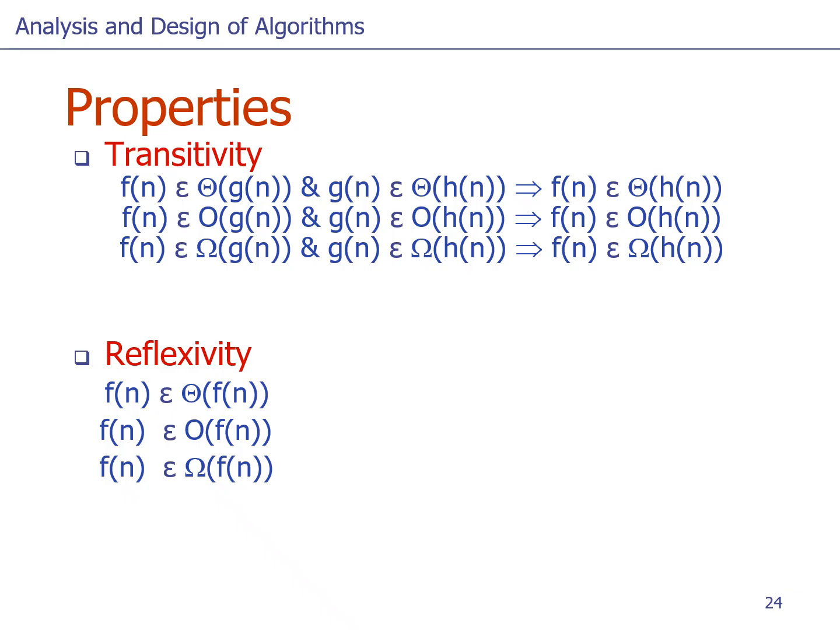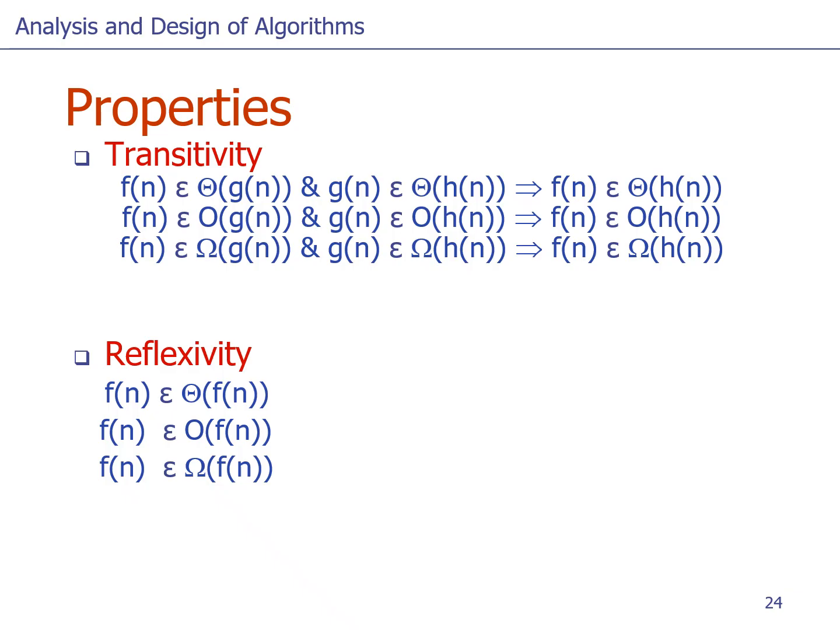It says if f of n is in O of g of n, so g of n is an upper bound to f of n, and g of n itself is in O of h of n, then f of n is in O of h of n. Basically, if g of n is an upper bound to f of n, and h of n is an upper bound to g of n, then for sure h of n is also an upper bound to f of n. If you organize the lines on the chart one above the other, for sure way at the top you will see h of n, then g of n, then f of n.